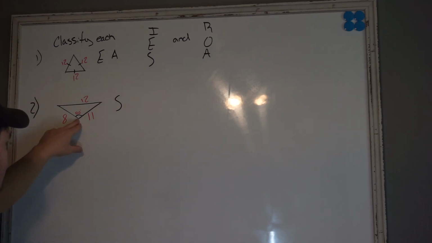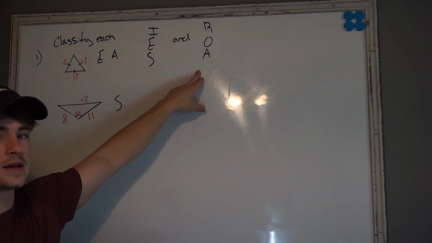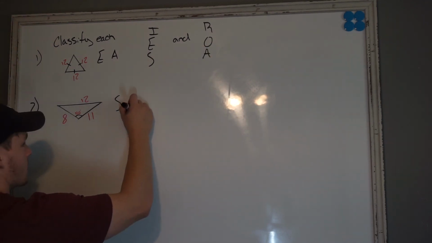And then we look at the angle inside, and the angle is 110 degrees. There's only one classification of the angles that's greater than 90 degrees. That's going to be an obtuse angle. So we're going to go ahead and write an O for obtuse.